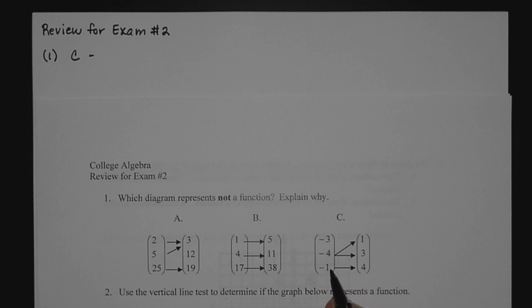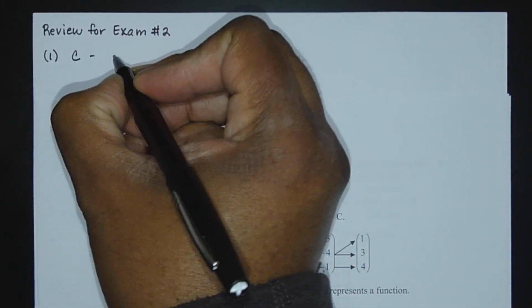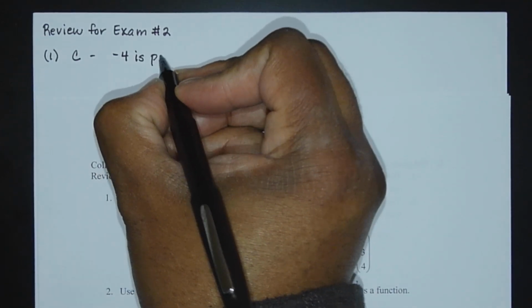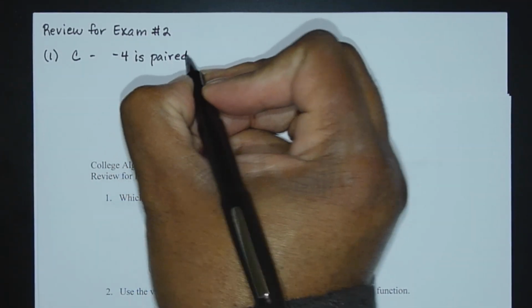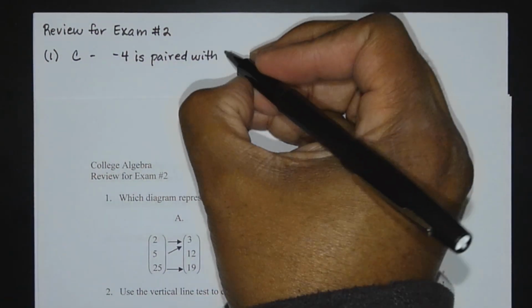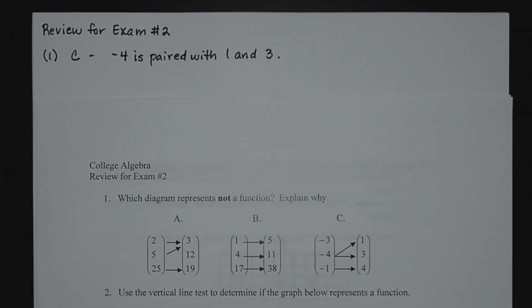As you can see, that -4 is paired with 2 different y values, 1 and 3. So you can say something like this: the reason is -4 is paired with these 2 values, 1 and 3. So pretty much you can give a reasoning something like this. Are there any questions about problem number 1?